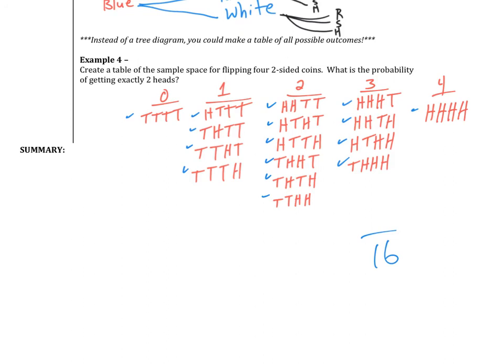And how many are there when you get 2 heads? There is 1, 2, 3, 4, 5, 6. So 6 out of 16 total is 3 out of 8. So what is the probability if you flip a coin 4 times in a row that you would get 2 heads? It's 6 out of 16, which is 3 out of 8.